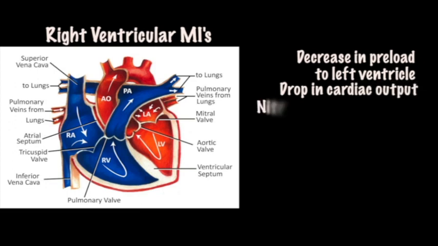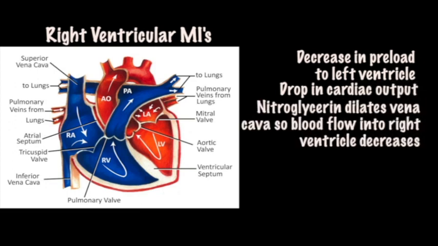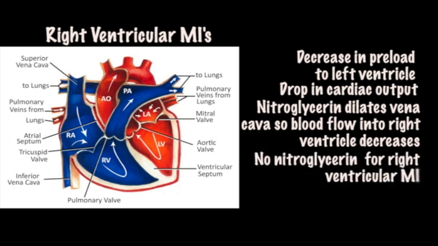If these patients are now given nitroglycerin, the superior vena cava and inferior vena cava will dilate, so blood flow into the right ventricle will decrease. Now, output from the right ventricle decreases even more, preload to the left ventricle decreases even more, and cardiac output will plummet. So, blood pressure drops significantly. This is what happened to our patient. This is why patients with right ventricular MIs cannot be given nitroglycerin. In fact, sometimes they need to be given IV fluids.